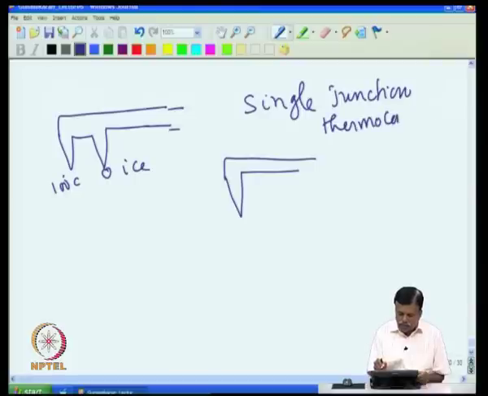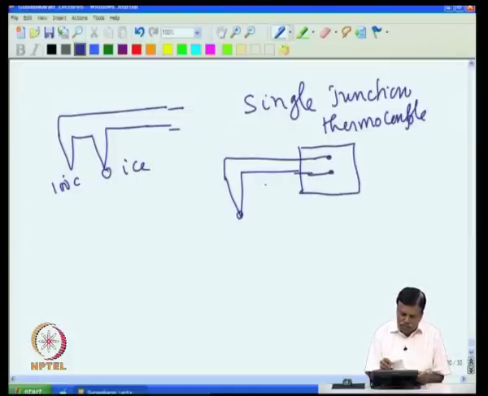Actually, it is only a misnomer; there is no single junction thermocouple. The second junction is formed indirectly. For example, if I terminate this single junction in copper, then this is one metal X, and this is another metal Y wire. This X and the copper form one junction here, Y and copper form a second junction, and X and Y form a third junction. So, basically you have one junction, two junctions, three junctions.